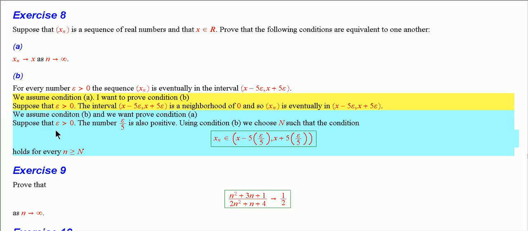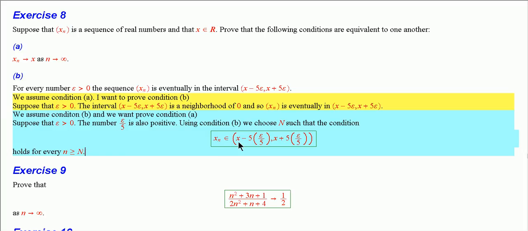I now begin. Suppose that epsilon is greater than 0. I'm not interested in epsilon. The number epsilon over 5 is a positive number. There's Charlie. Condition B says eventually xn is going to be in the stick center x radius 5 Charlies, and the Charlie I have in mind is this number. You understand? I said using condition B we choose big N such that this holds for all n greater than or equal to big N.